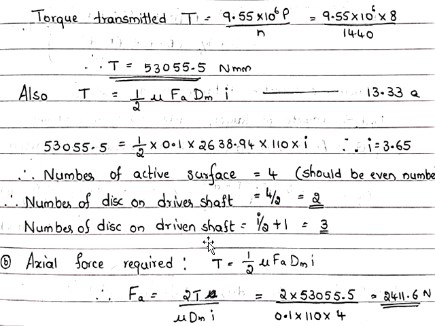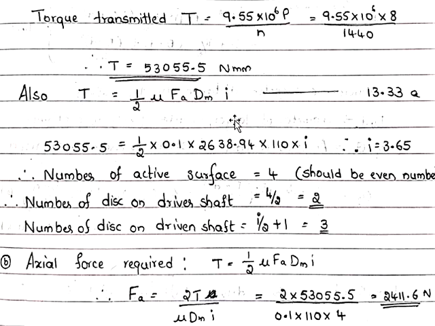The second sub-question is to find out the axial force required. To find out the actual axial force, use the torque equation, substitute the torque value, substitute I as 4, and you will get FA as 2411.